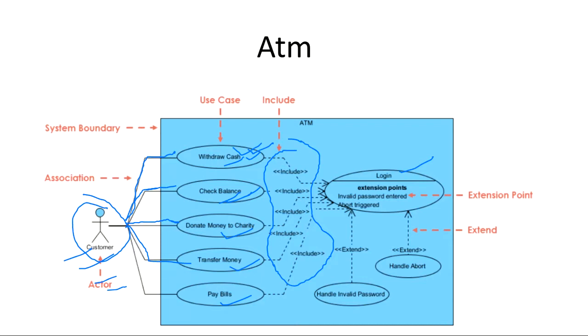And in the login there are two extension points. One is the invalid password entered, and the other is abort or triggered. So when you are logging in, if suppose your password is incorrect, it will send you to some other use case, some other system. And if some error came, then again it will send you to some other system or other use case. But this is a simple example, nothing complicated here.